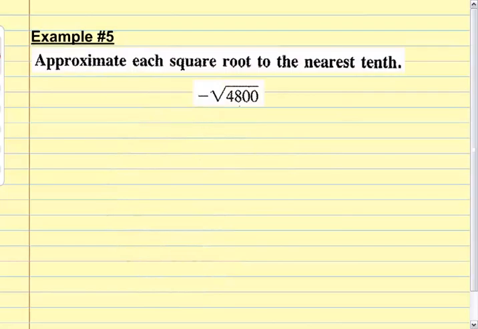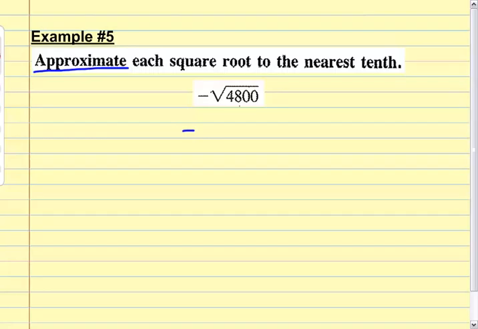Let's see. Easy, easy. Approximate each square root to the nearest tenth. Okay, they want us to use our calculator. Anytime it says approximate, that means use your calculator. All right, so this is easy. I know it's going to be negative, so don't mess around with that. Just find out what the square root of 4,800 is using your calculator, and then stick the negative out front. So, square root of 4800, enter, and it says to the nearest tenth.